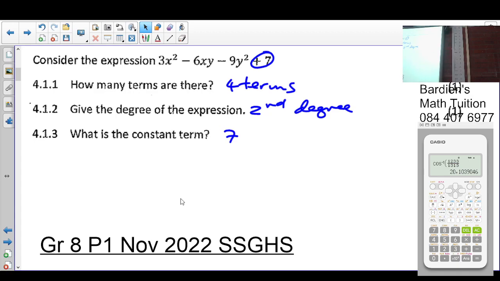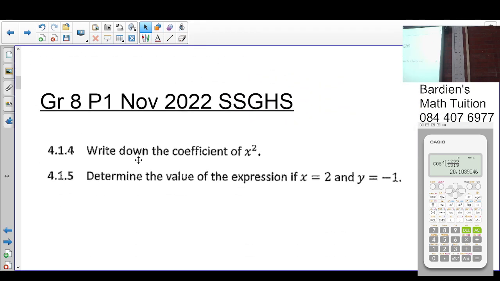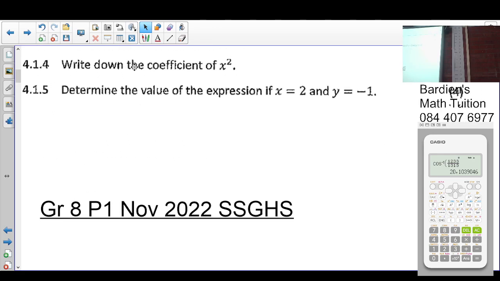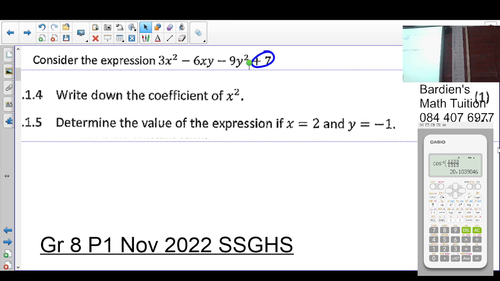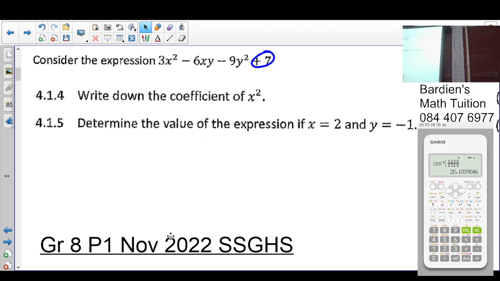She's asking us that if that had been negative 7, then the constant term would have been negative 7. Remember that the sign is part of the term. The sign is part of the term. Thank you for that question. Let's look at the next one.